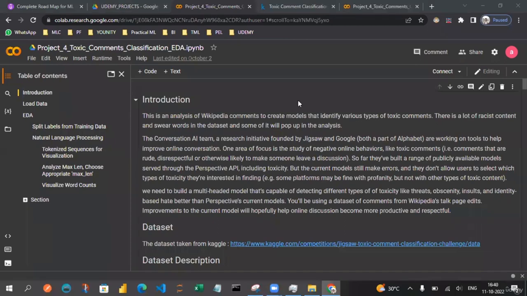Since we already learned about some classification and regression projects, let's also get started with an NLP related classification task, which consists of toxic comments classification. Basically, for the analysis of these Wikipedia comments, we are going to extract them by using the Kaggle data sets. Once you click on this link, you will be able to go through this Kaggle data set.